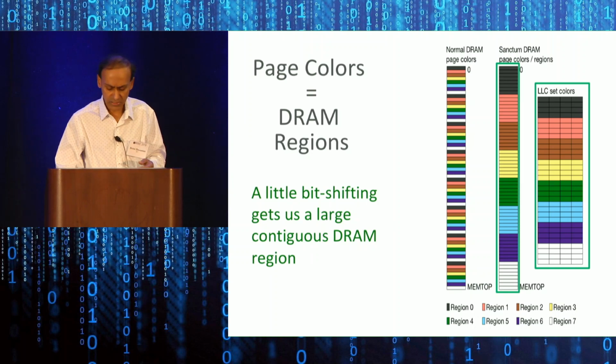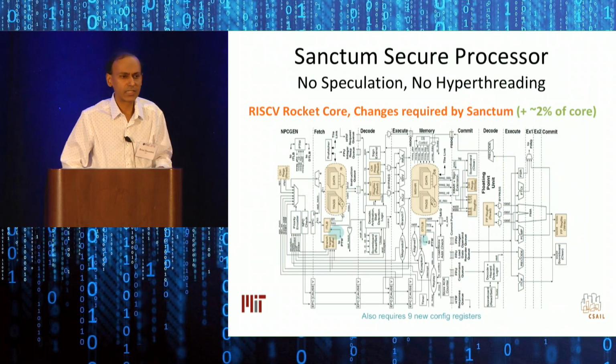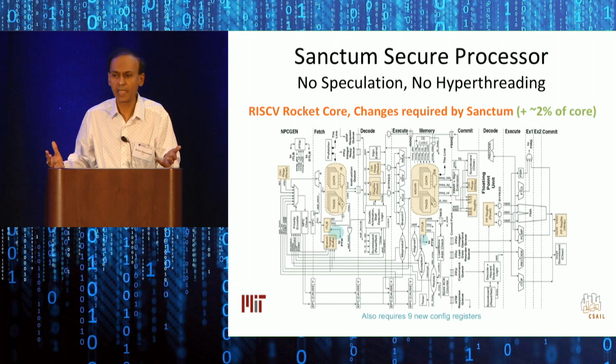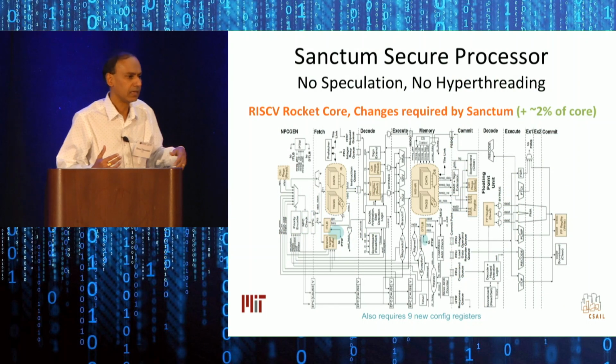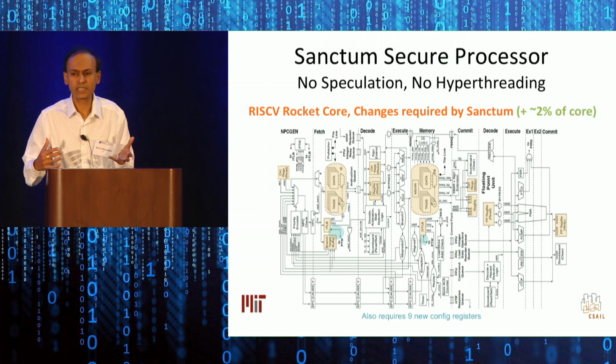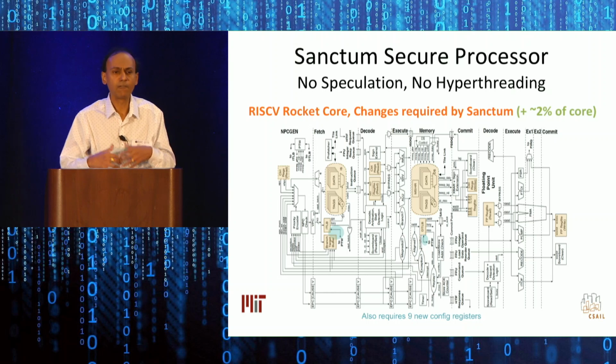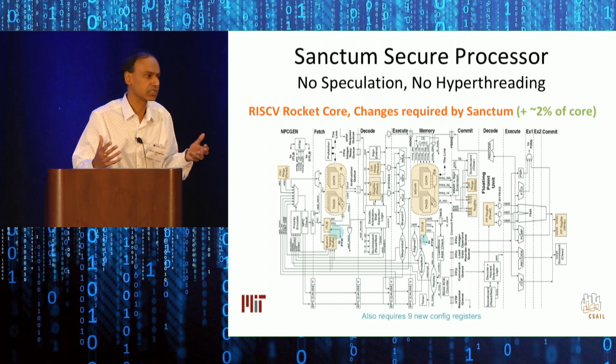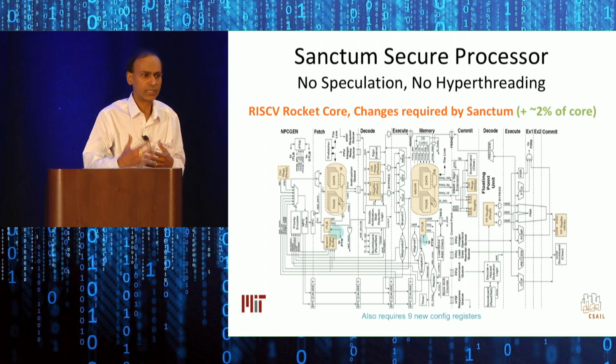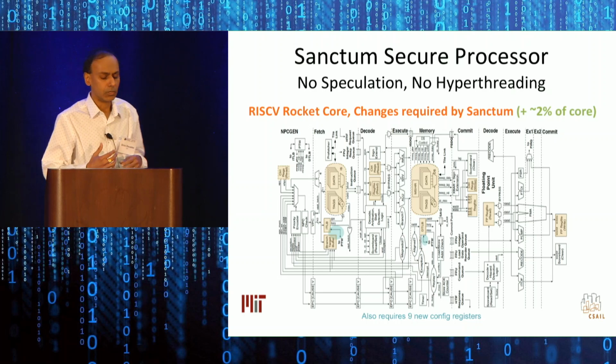So a few other changes in Sanctum. Just to give you a sense of the kind of invasive changes that are made in Sanctum, this is a Rocket Core chip, and the colors that you see are the modifications that were made in Sanctum. Most of the colors that you see are flushing state, so you have storage of state and you're essentially clobbering the state. And then you see a little bit of blue in the middle there.